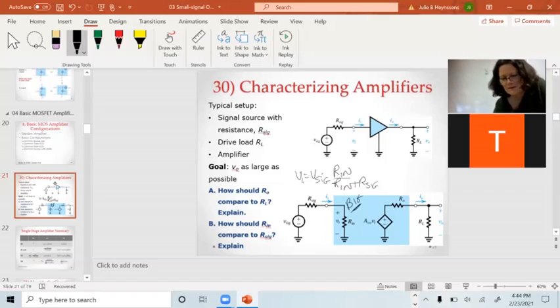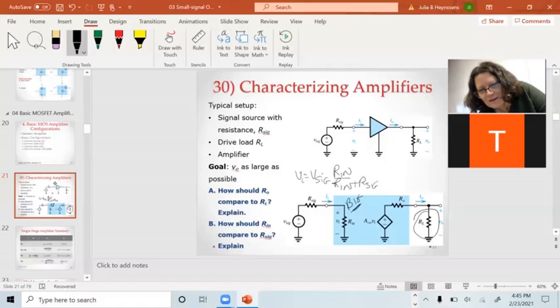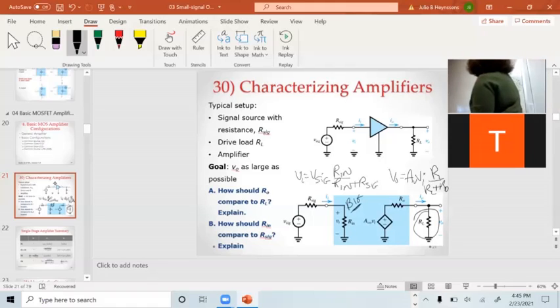So in order to get the voltage across the output as big as I possibly can, the equation looks like V out equals AV Vn times RL over RL plus RO. Right? AV Vn RL over RL plus RO.